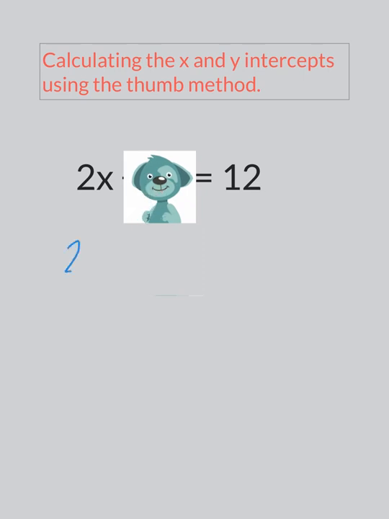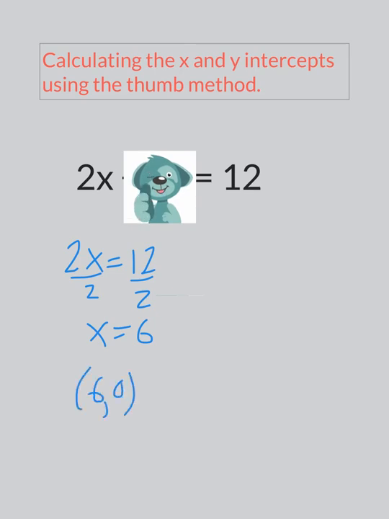It's 2x equals 12. Divide both sides by 2, and I get x equals 6. The x-intercept then is (6, 0).